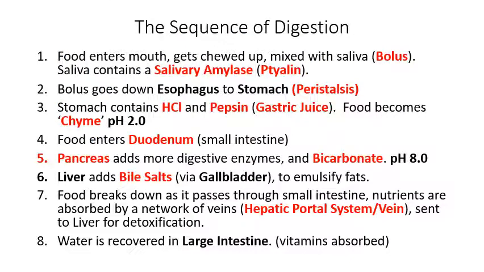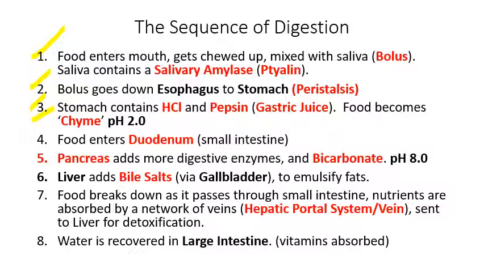All right, so we've gone through the entire sequence of digestion. Food enters the mouth. It forms a bolus when we chew it up and mix it with saliva. It's sent down to the stomach through the esophagus via peristalsis. In the stomach, it gets mixed with HCl and pepsin, also known as gastric juice. We rename the food chyme.